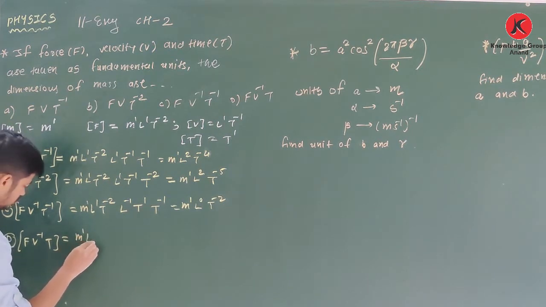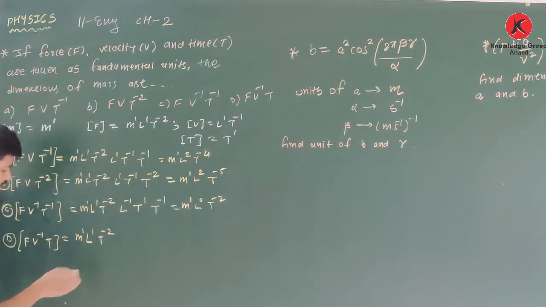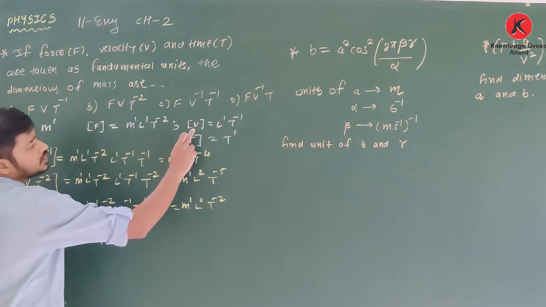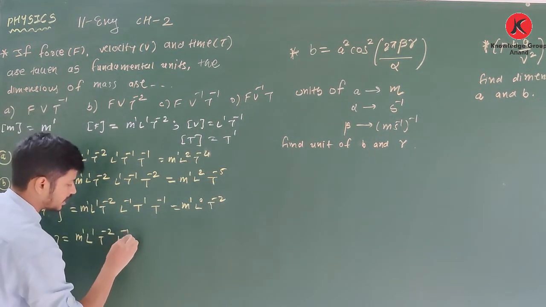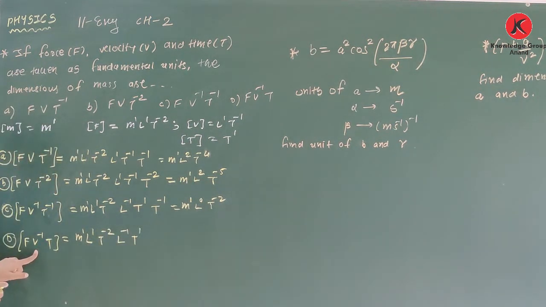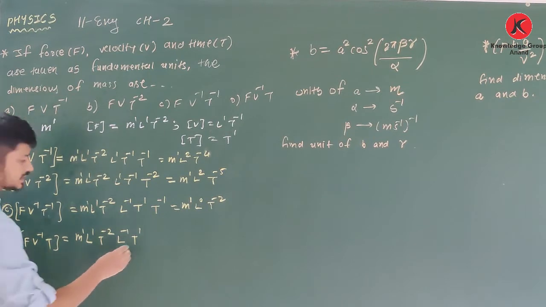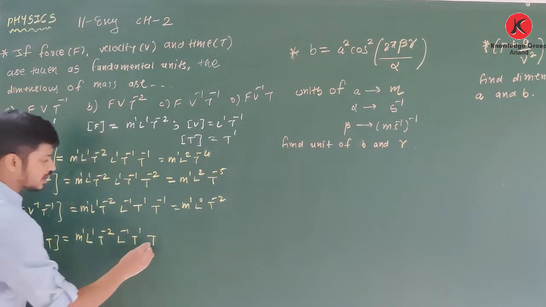It is M1, L1, T minus 2. V minus 1 means again it is L minus 1, it is T1. Okay, T, yes, T for less is T. Then how to simplify this?